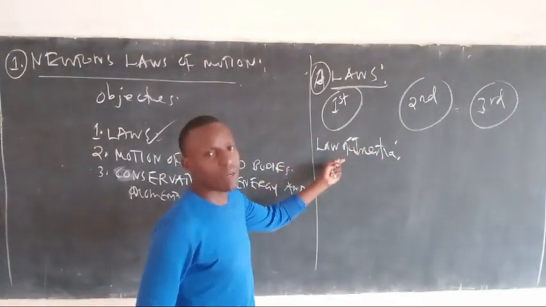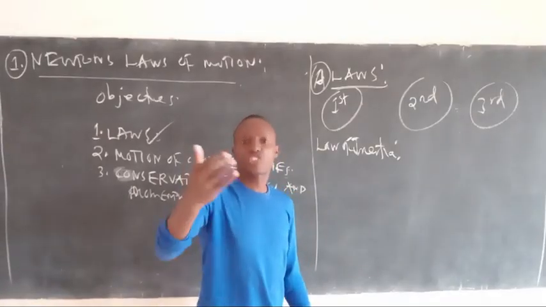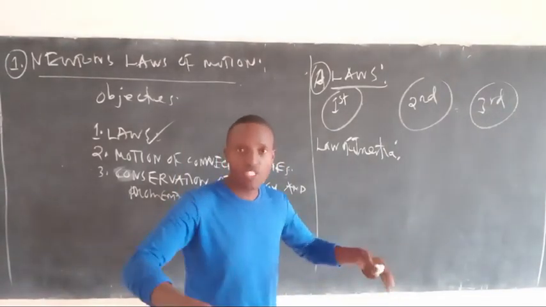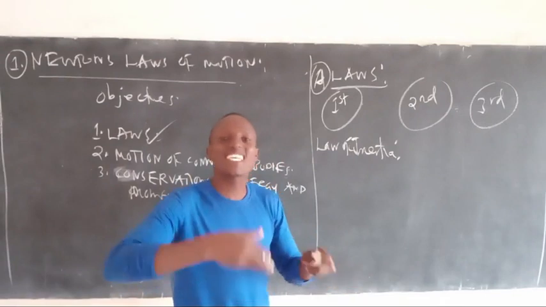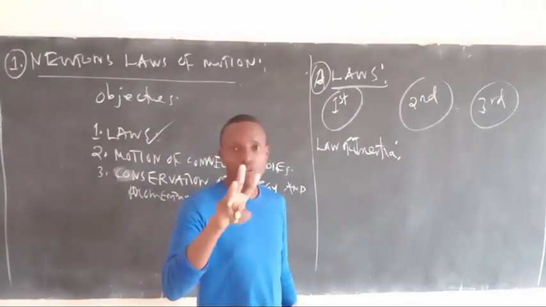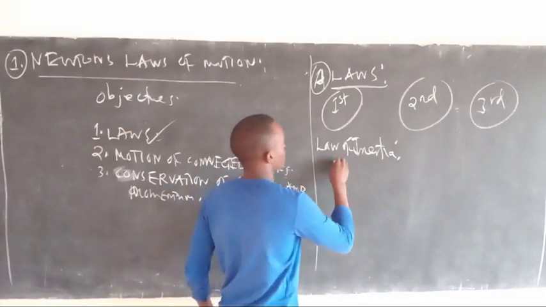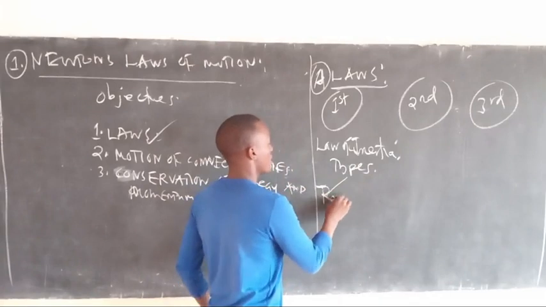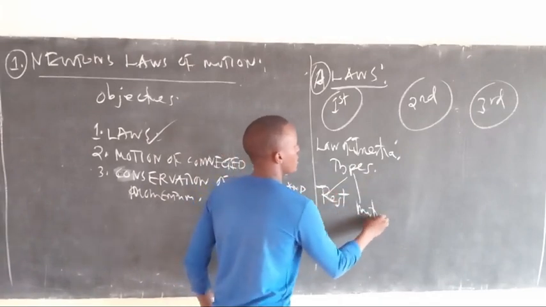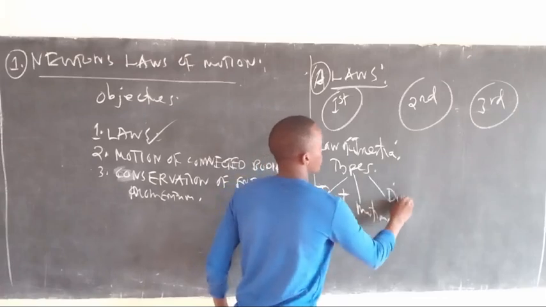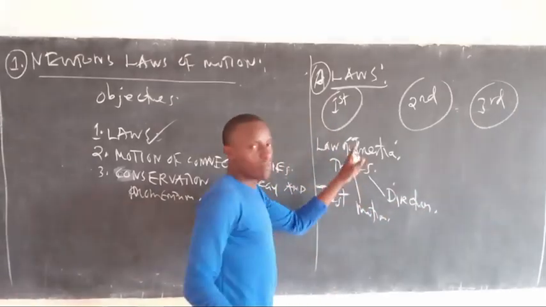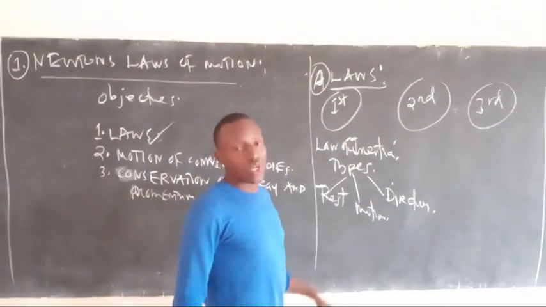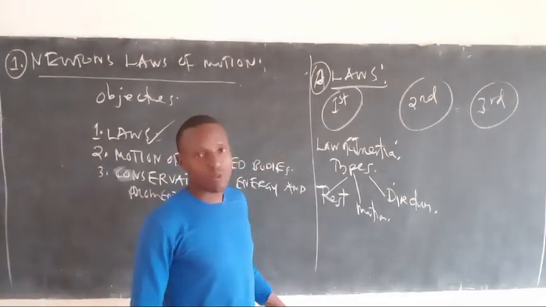And what is inertia, by the way? It is the resistance to change the state of the body, either to change the state of motion, or to change the state of rest, or to change the direction of the motion. So there are 3 types of inertia: inertia of rest, inertia of motion, and inertia of direction. Before we discuss the daily examples of the law of inertia, you need to know the types of inertia.